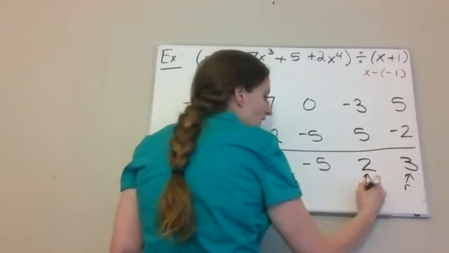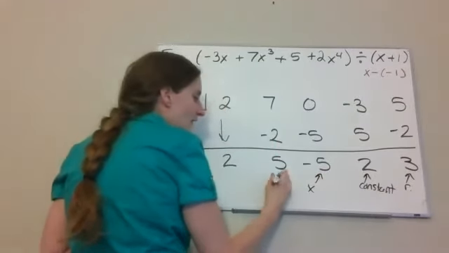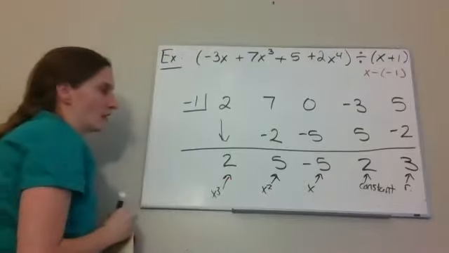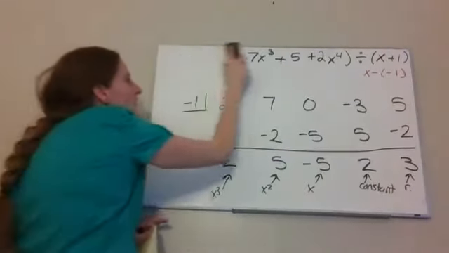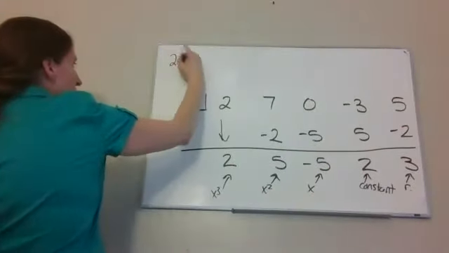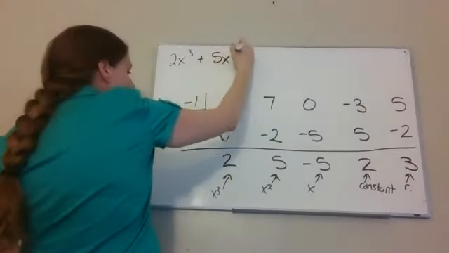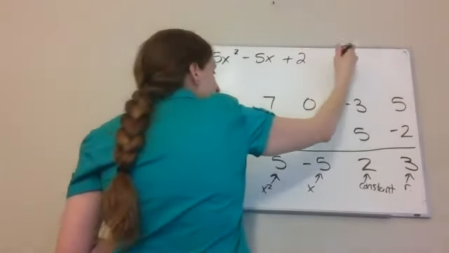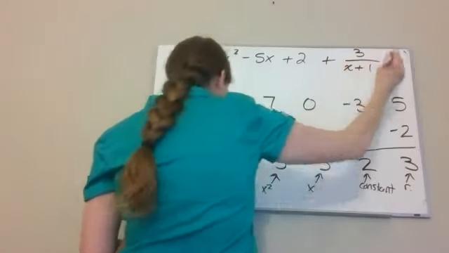This is my constant. This will be my x, x squared, and x to the third coefficients. So to write the final answer out, we get 2x to the third plus 5x squared minus 5x plus 2 plus my remainder over the thing I was dividing by.